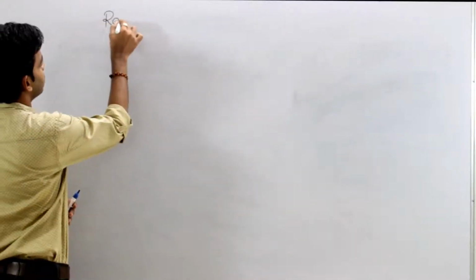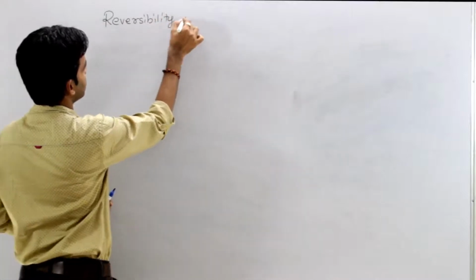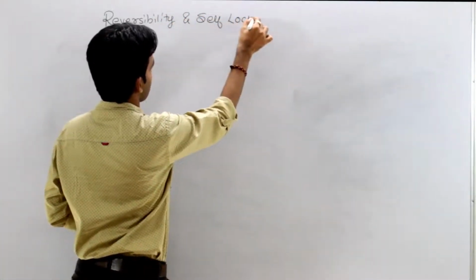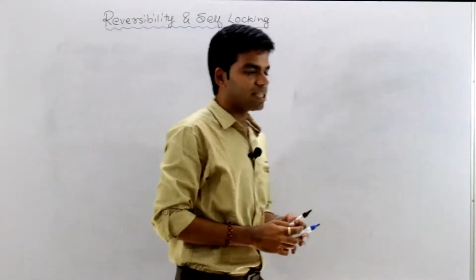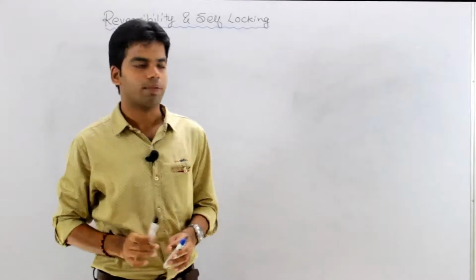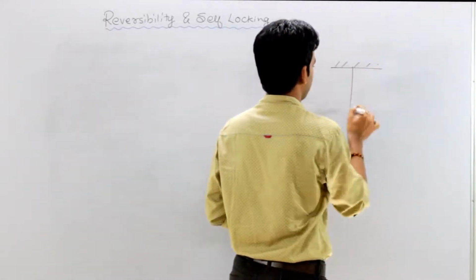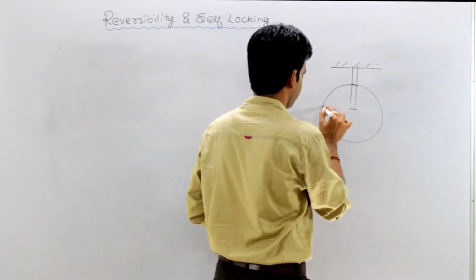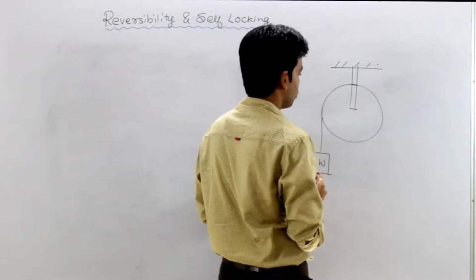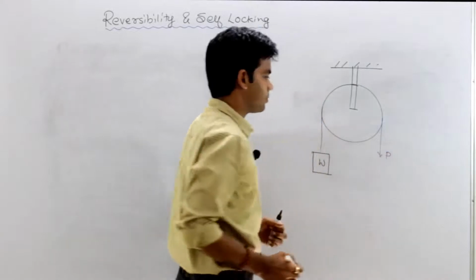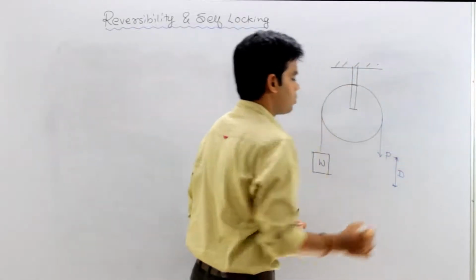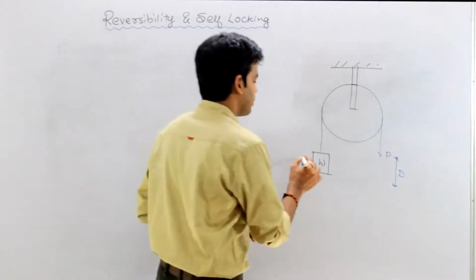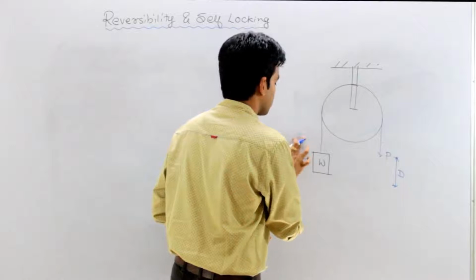Okay. Now coming to another topic, which is reversibility and self-locking. Now, what is reversibility and what is the meaning of self-locking? So, I will explain it with the help of a pulley. Suppose we have this pulley, and for lifting a weight W, I am applying a load, suppose P. Now, the displacement by this effort is suppose capital D, and the distance by which this load is getting lifted is suppose small d.